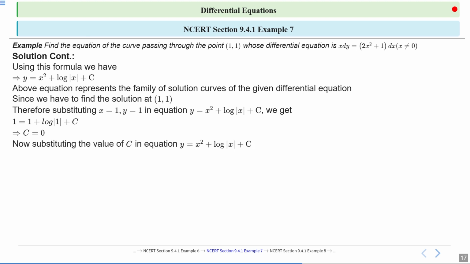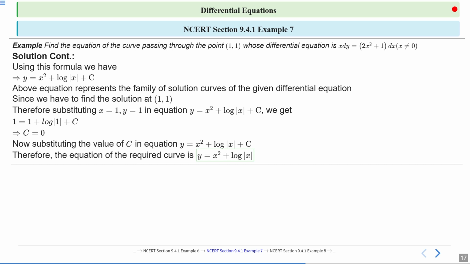Now substitute the value of c in the equation y is equal to x square plus log mod x plus c. Therefore, the equation of the required curve is y is equal to x square plus log mod x. And that is the equation of the curve which passes through 1, 1 and also satisfies the given differential equation x dy is equal to 2x square plus 1 dx. Clear?